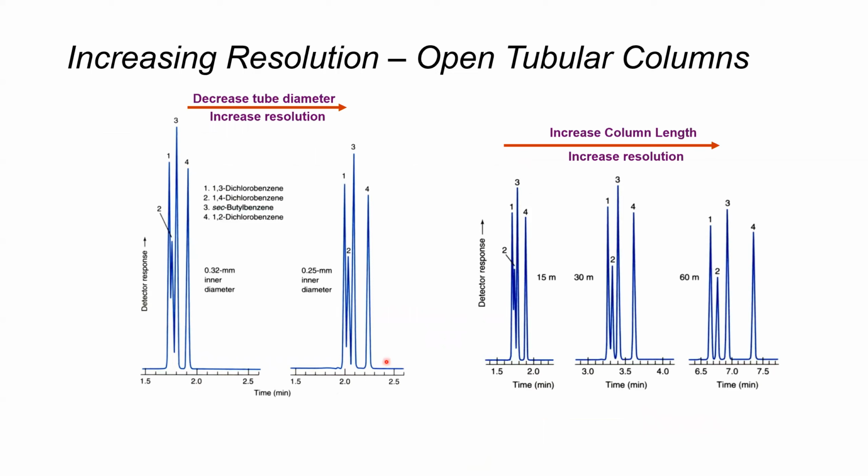So here's an example of changing the diameter of a column and what can happen. On the left-hand side, we have a decrease in tube diameter. Here it's a 0.32 millimeter diameter, and here it's a 0.25 millimeter inner diameter. You can see that we have improved resolution between the peaks. Now, 1, 2, and 3 are still not very well resolved, but at least the resolution is better.